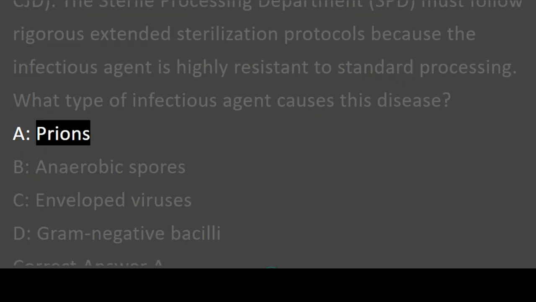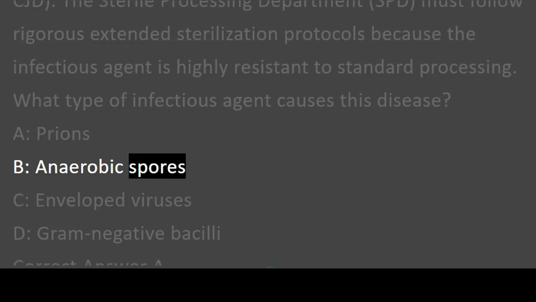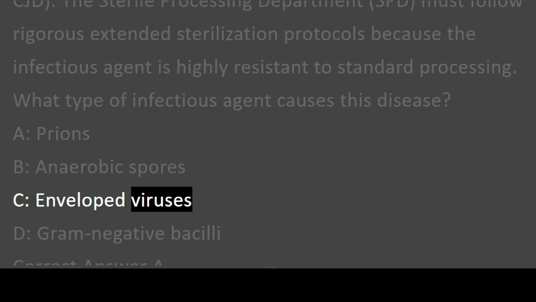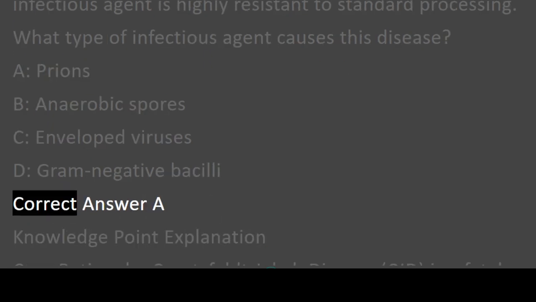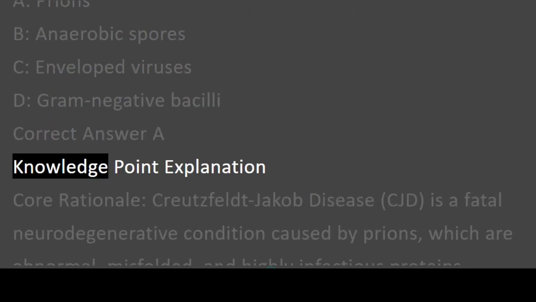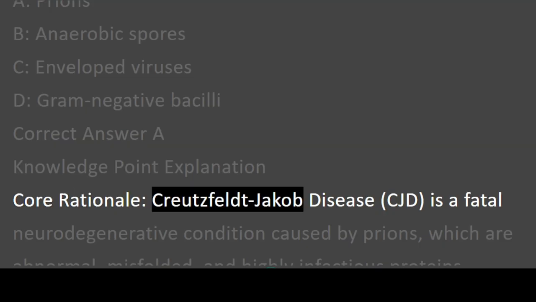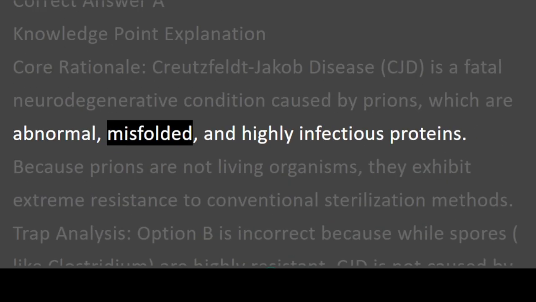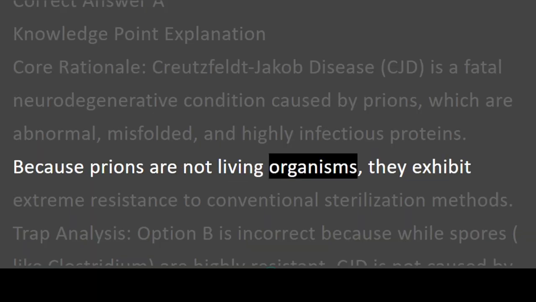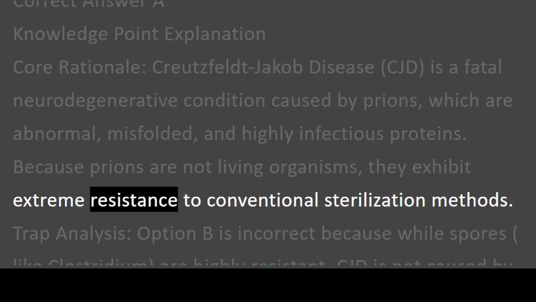A. Prion. B. Anaerobic spores. C. Enveloped viruses. D. Gram-negative bacilli. Correct answer A. Knowledge point explanation. Core rationale. Creutzfeldt-Jakob disease, CJD, is a fatal neurodegenerative condition caused by prions, which are abnormal, misfolded, and highly infectious proteins. Because prions are not living organisms, they exhibit extreme resistance to conventional sterilization methods.